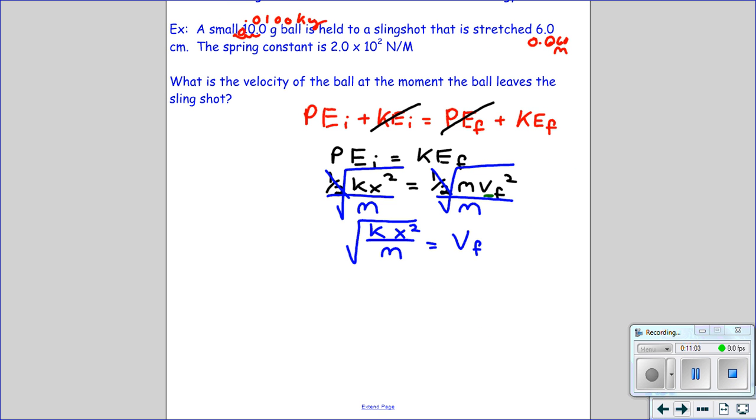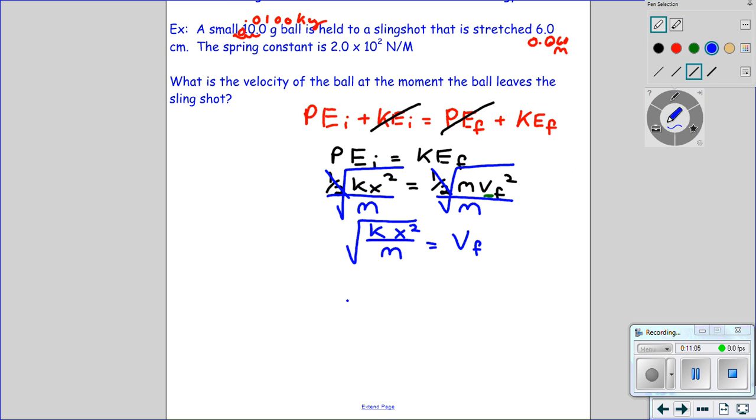So let's fill in what we know. Spring constant is 200 Newton meters.